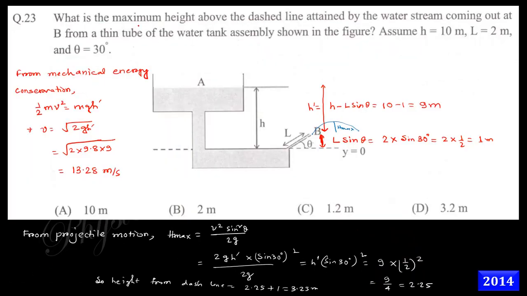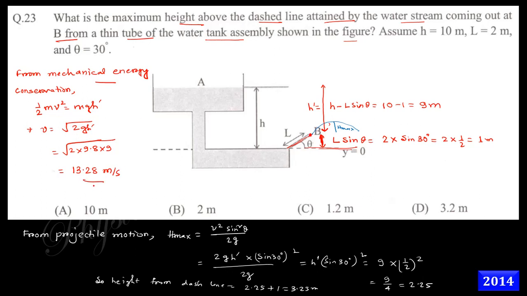Next question. What is the maximum height above the dashed line attained by the water stream coming out at B from the thin tube of the water tank assembly? In this figure, this is an assembly, and there is a tube. If you eject this water, what will be the height from this level? This maximum height we need to find out. From mechanical energy conservation, the kinetic energy and potential energy at this level will be equal. That is h prime. At that position, you will get the velocity.